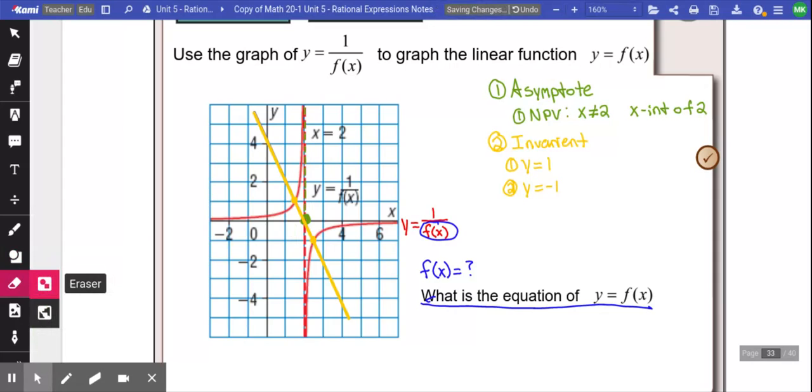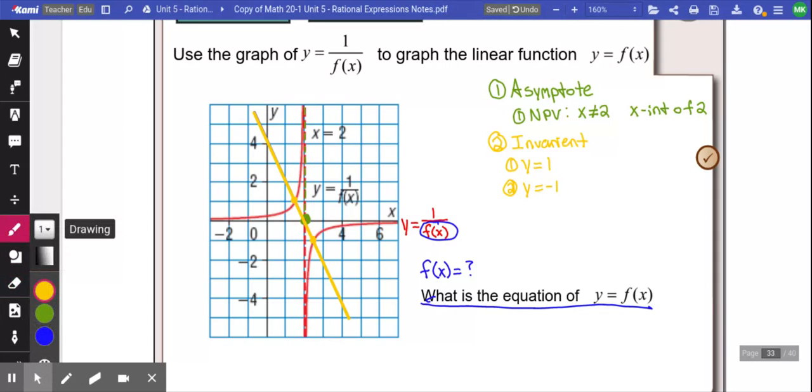The reason that's useful is now I know the type of equation that f of x was. F of x is linear. I mean, I've drawn it, right? This thing is f of x.